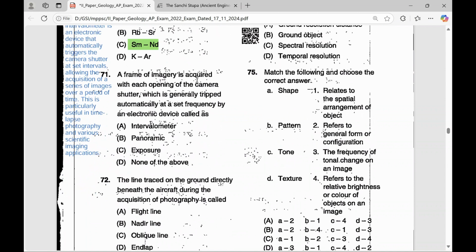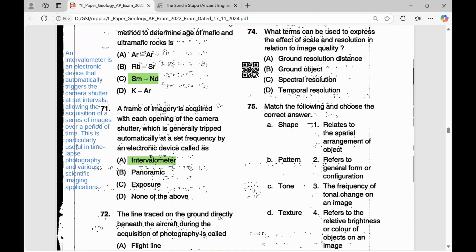Next, a frame of imagery is acquired with each opening of the camera shutter, which is generally tripped automatically at a set frequency by an electric device known as: intervalometer, panoramic exposure, none of the above. Okay, so the answer here is intervalometer. So here I have written what it is used for. It is an electronic device that automatically triggers the camera shutter at set intervals, allowing the acquisition of a series of images over a period of time. This is particularly useful in time lapse photography and various scientific imaging applications.